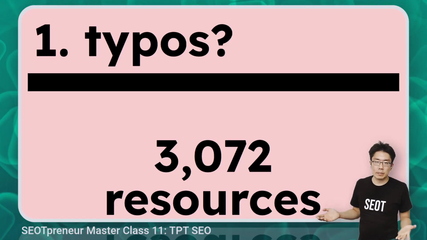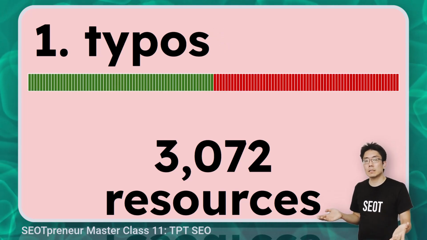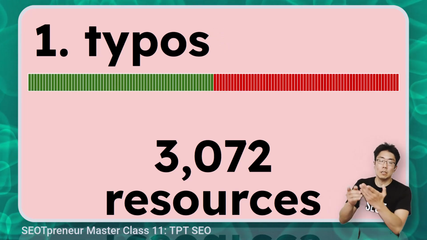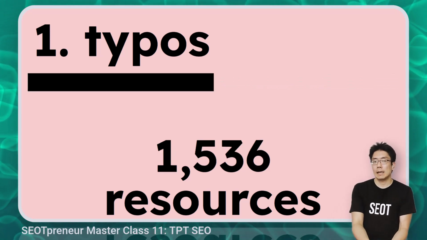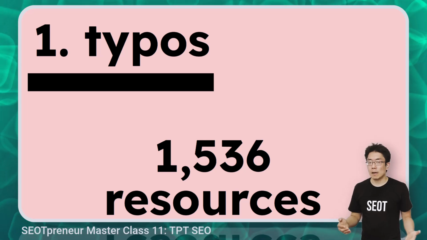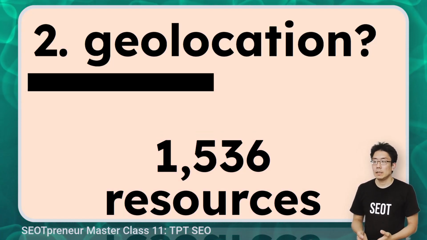Let's say there are 3,072 resources that you're competing with. If you spell it the same way as the person typed it in TPT search, you show up in that first group and you go on to the next tie-breaking question. And now you're only competing with 1,536 resources. The second Algolia question is geolocation.